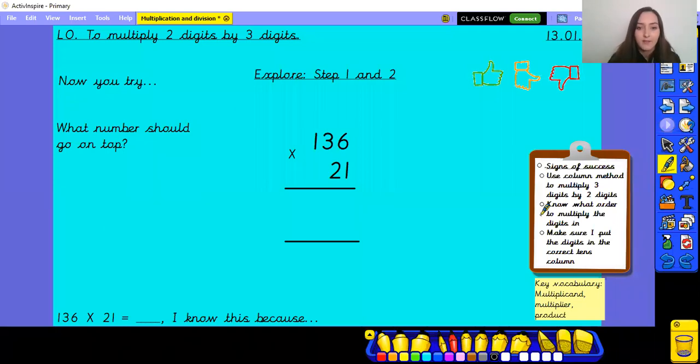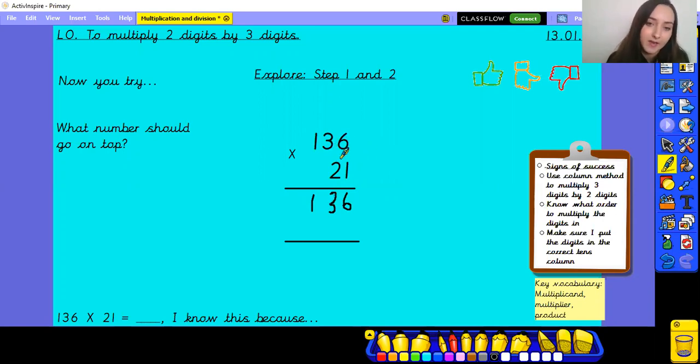Okay, well done everyone for having a go at that. I'm just going to talk you through now what the answer would be. So, as always, we start in our ones column. So 1 times 6 is 6, 1 times 3 is 3, 1 times 1 is 1, so we've got 136 there.